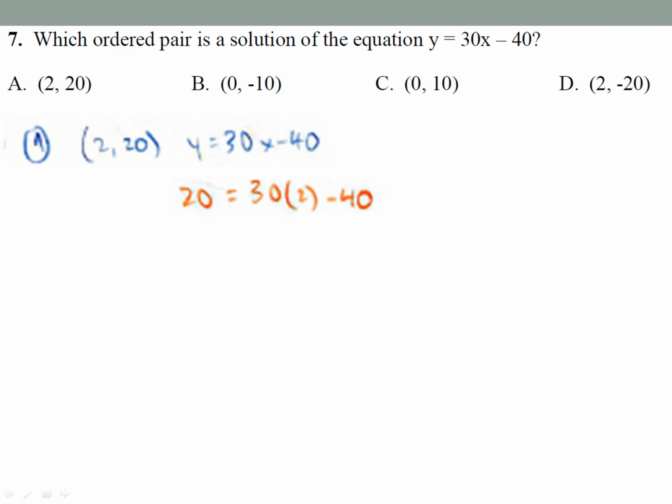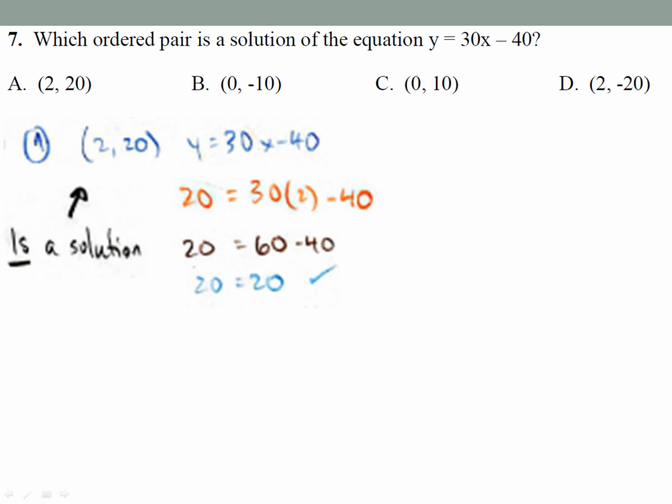I'm going to substitute those values in. 20 is my y, so I substitute it in there. 2 is my x, I substitute it in here. 30 times 2 is 60, and 60 minus 40 is 20. Of course, that's true. 20 is equal to 20. And so we're looking for a pair that is a solution, so this must be true at the end. That makes A my answer. Sweet. That is a solution. That is my answer. Thank you very much. I am now circling it in red.